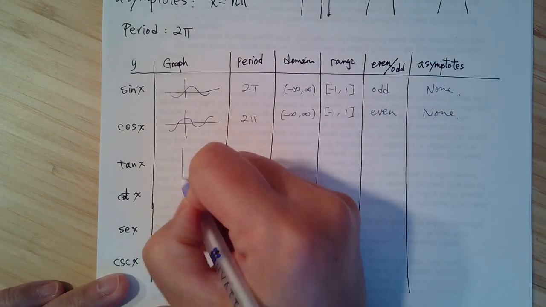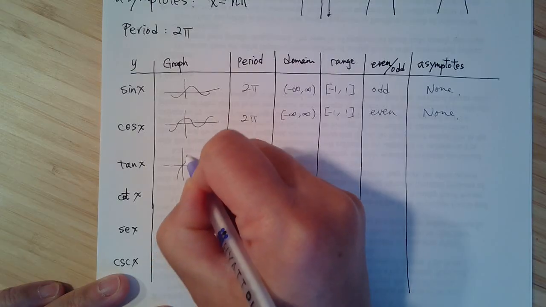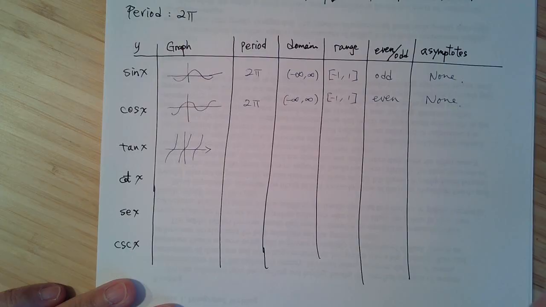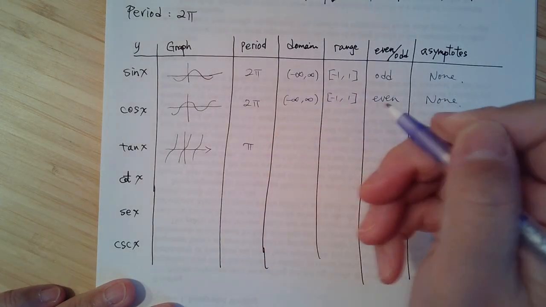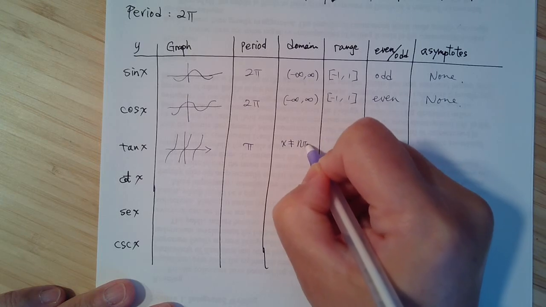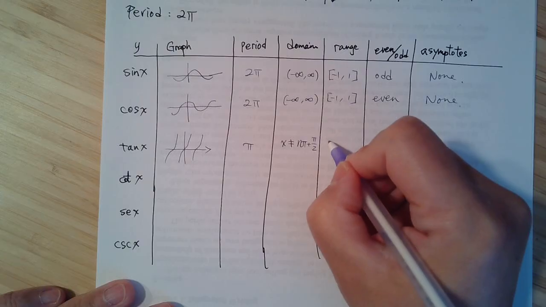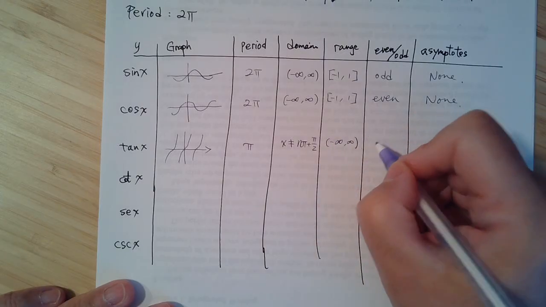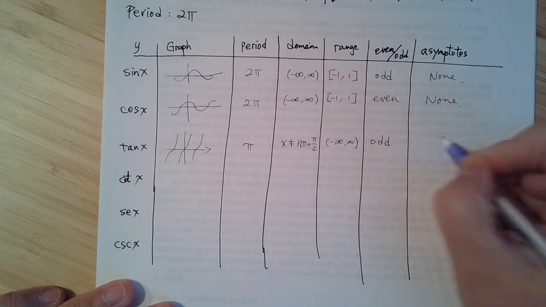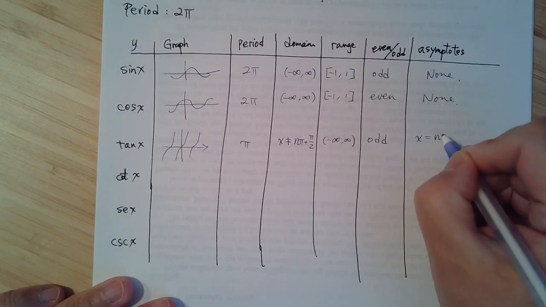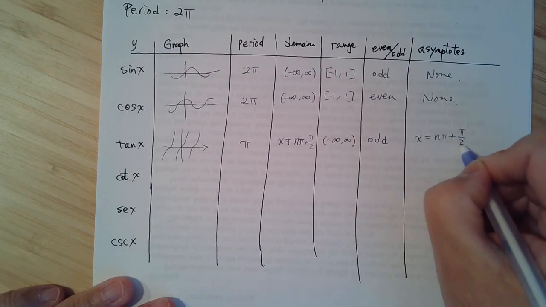And tangent is this. Okay, interesting, right? And the period is pi. The domain is x cannot be n pi plus pi over 2. And the range is from negative infinity to positive infinity. Even or odd? This is odd. And what about asymptotes? That means x equals n pi plus pi over 2.